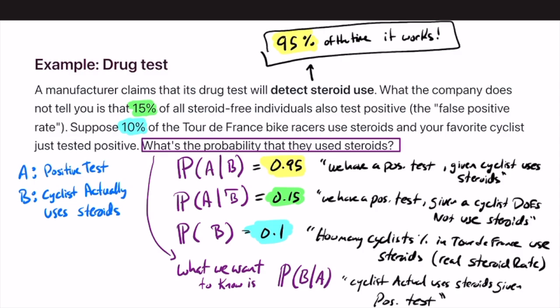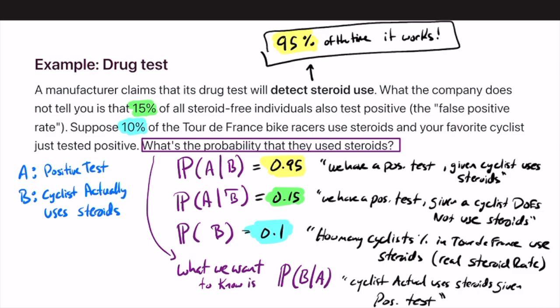way of trying to think about how likely it is that the cyclist actually cheats, given a single positive test result, which we would expect to be lower than this because this test is highly sensitive to trying to catch people. The worst mistake you can make here is a false negative, and that's telling somebody who actually takes steroids that they don't take steroids, because then you have people slipping through.